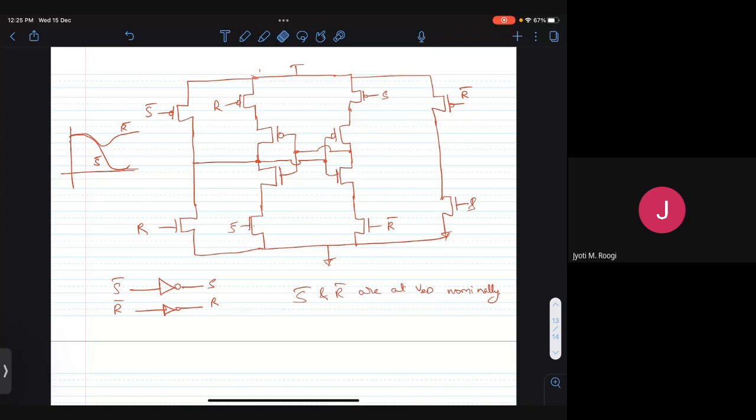So if R bar stays at VDD, this transistor is off. If R bar is at VDD, R is at 0, so this transistor is on. R bar is at VDD, R is 0, so this transistor is also off. Right? R bar is at VDD, so this transistor is on. R is 0, this transistor is also on. Now the only thing that changes is the transistors which are connected to S and S bar. So S bar has gone from 1 to 0, so this transistor became on. So notice that S is at VDD, so this transistor is also on.